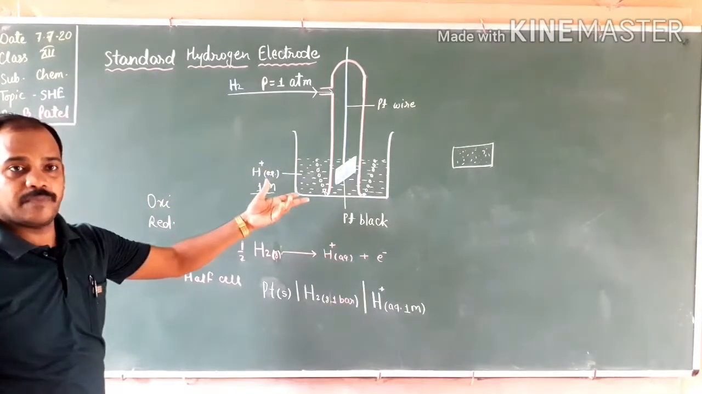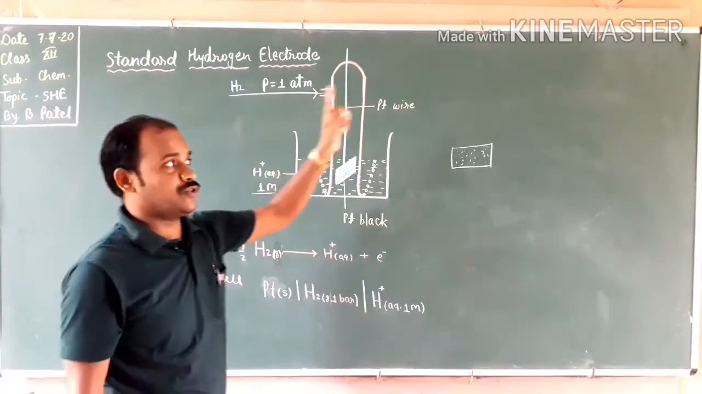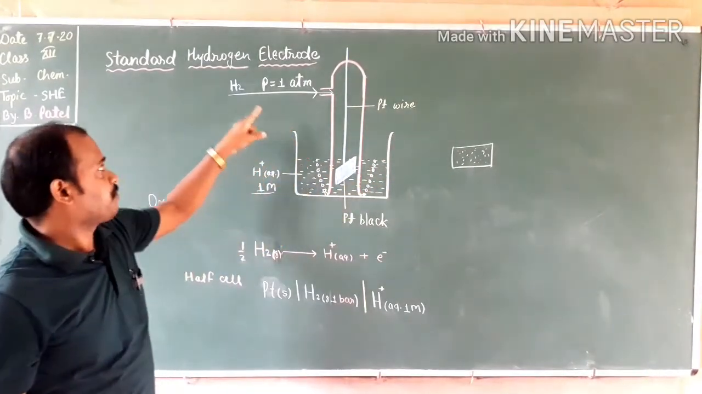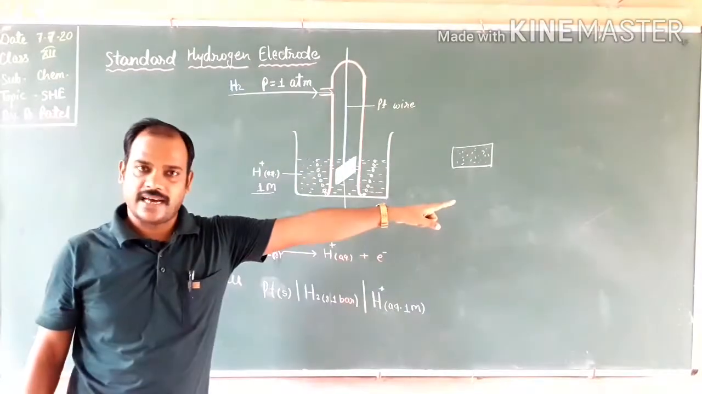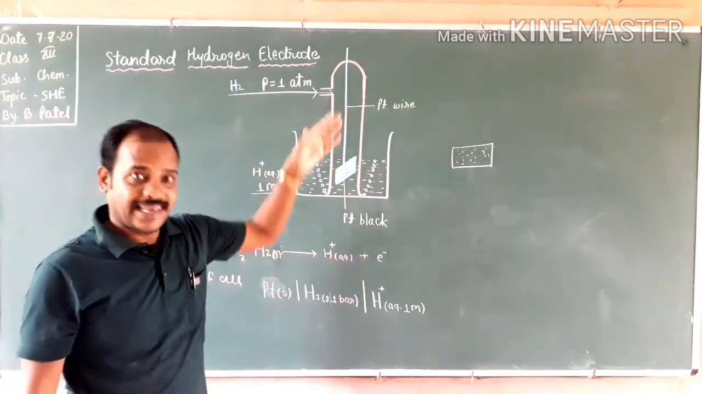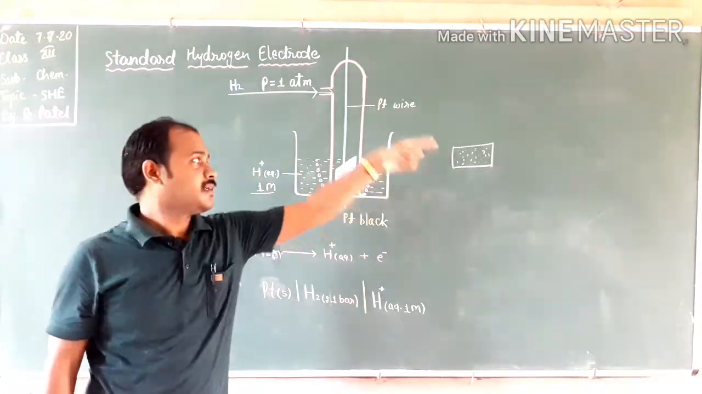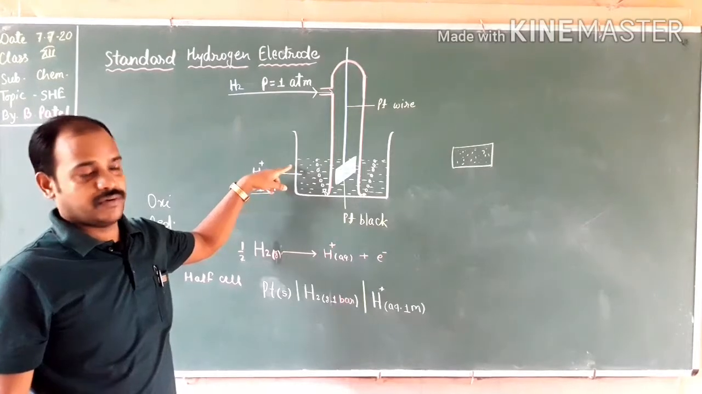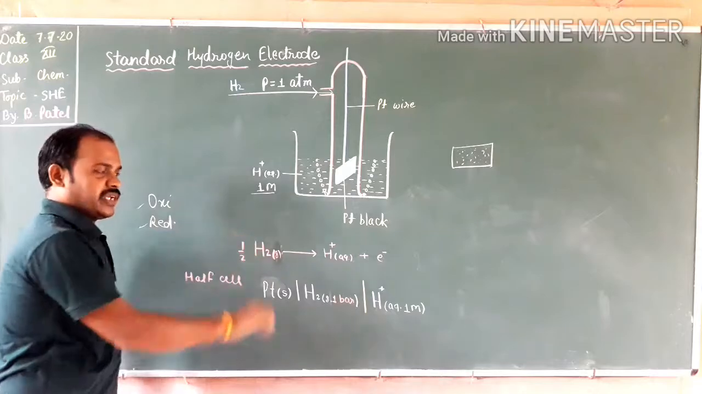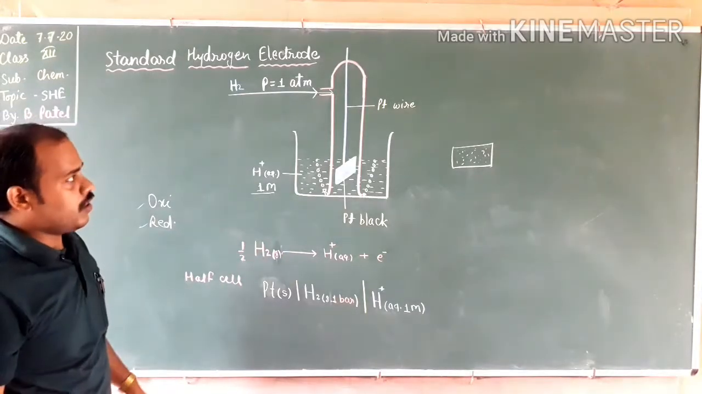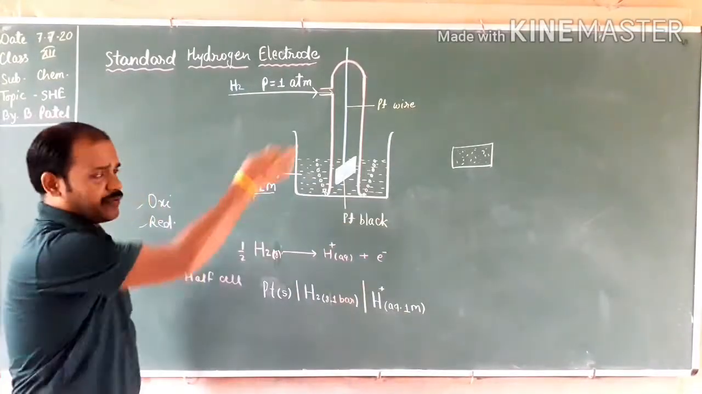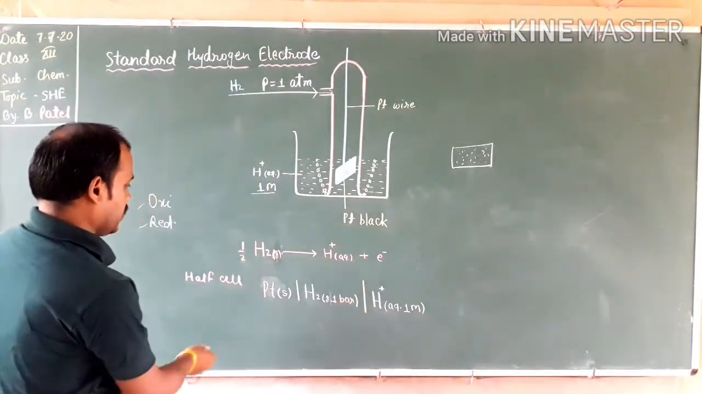So which reaction will take place? It depends on the electrode to which we will connect this hydrogen. If hydrogen is more reactive than the second half cell, then oxidation will take place. If hydrogen is less reactive than the second half cell, then a reduction reaction will take place. So oxidation or reduction, which reaction will take place? It will depend on the reactivity of the second half cell. Later we will see the calculation of electrode potential.